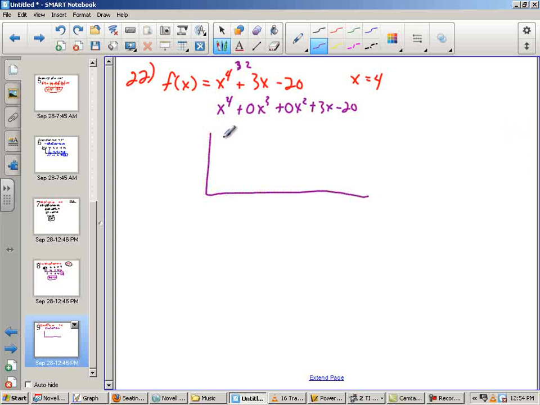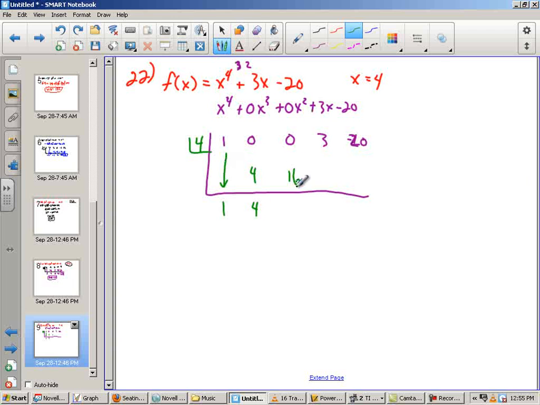So the coefficient of x to the fourth is 1. I'd have 0, 0, 3, negative 20. Oh, and let's just, real quick, make sure I didn't miss anything. 4, 3, 2, 1, 0. So I do have all the information I need. And then we're going to grab our substituted value, which is 4, and put it right here. All right, so 1 comes down. 4 times 1 is 4. 0 plus 4 is 4.